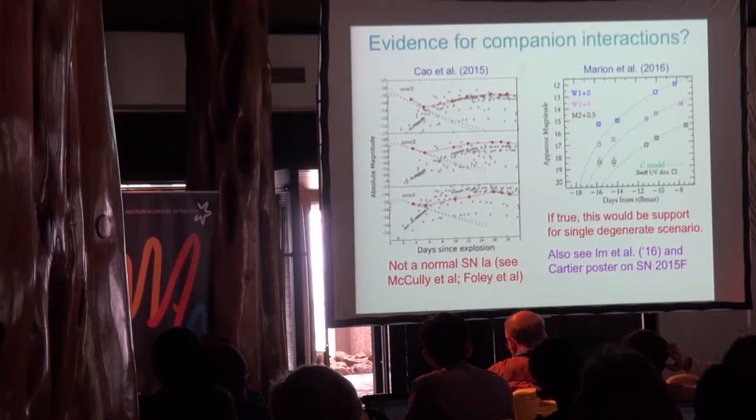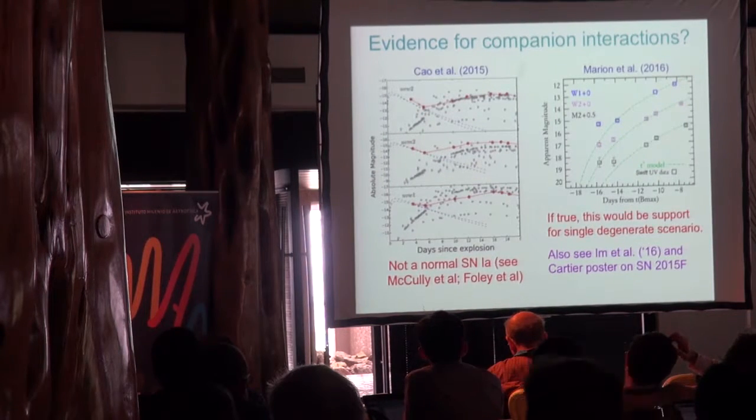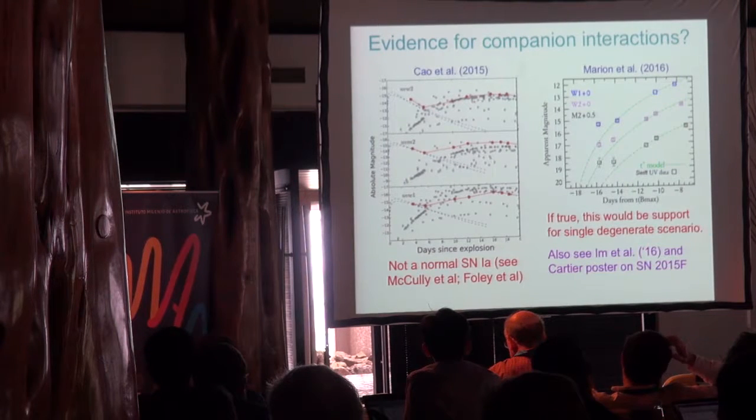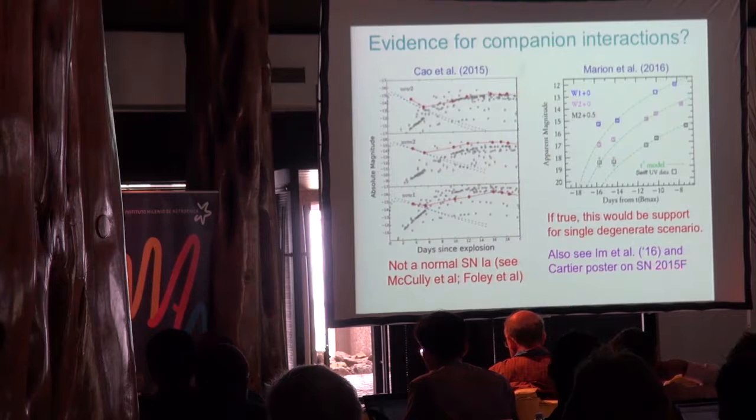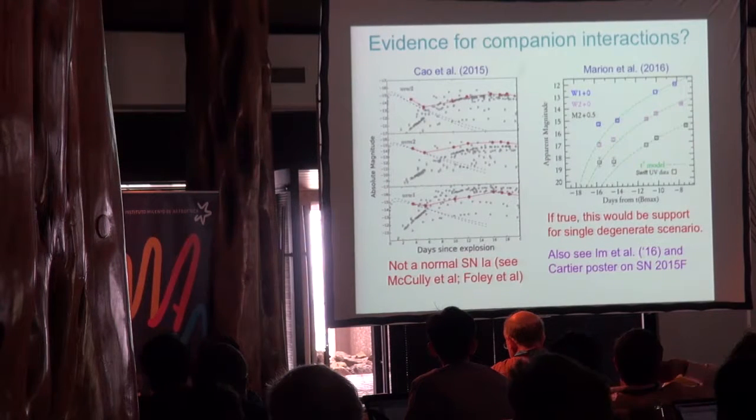And then for a more normal type 1a, this is 12CG if you're a 1a aficionado. This is work by Howie Marion, and again, Jeff Soderman and other people here. Again, you can see for Swift, there's this additional emission at early times that potentially supports a single degenerate scenario. And there's also been work on 2015F. There's a poster at this conference on this event as well. Okay.